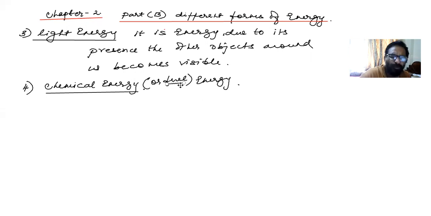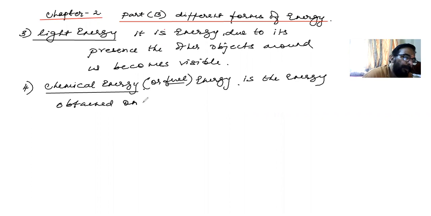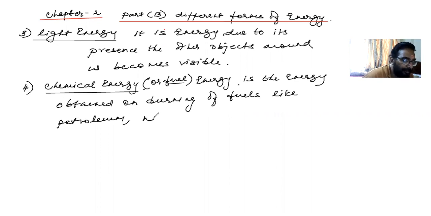It's also called fuel energy. It helps you to remember. So what is chemical energy? Chemical energy is the energy obtained on burning of fuels, like petroleum, natural gas, as well as coal. Got it?